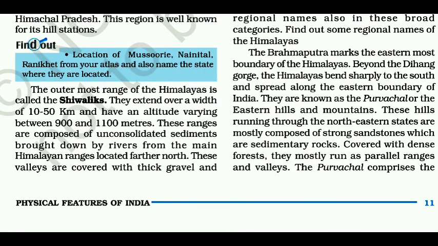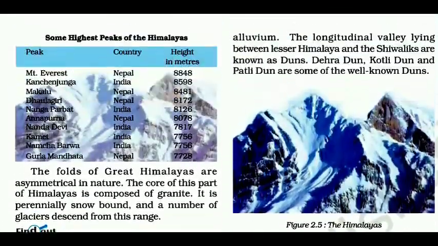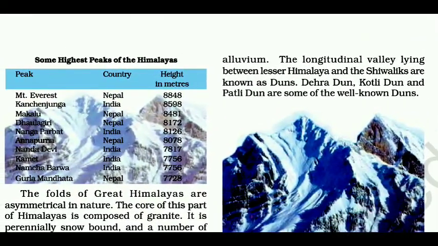The outermost range of the Himalayas is called the Shivaliks. They extend over a width of 10 to 50 kilometers and have an altitude varying between 900 and 1100 meters. These ranges are composed of unconsolidated sediments brought down by rivers from the main Himalayan ranges located farther north. These valleys are covered with thick gravel and alluvium. The longitudinal valley lying between Lesser Himalaya and the Shivaliks are known as duns. Dehradun, Kotli Dun and Patli Dun are some of the well-known duns.